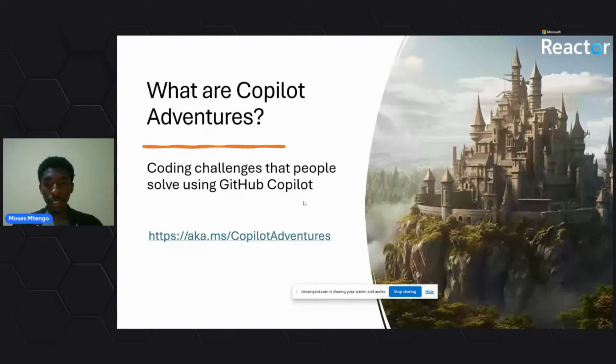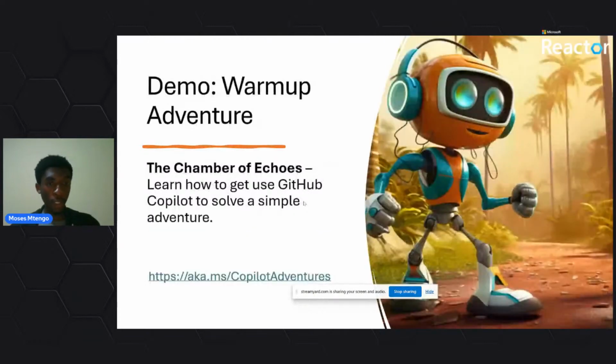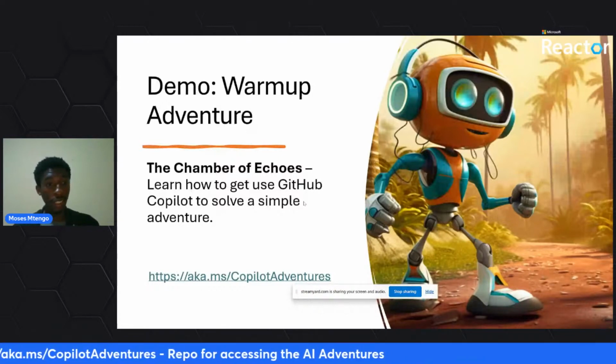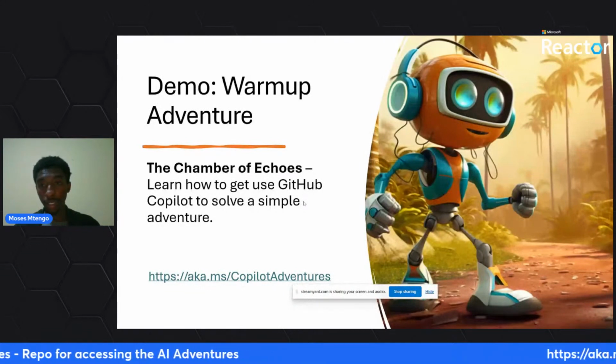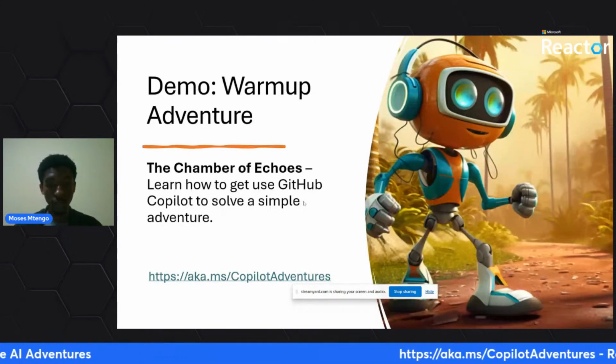And so next, we're going to move on to the warm-up adventure. The warm-up adventure is basically meant to get us started. Our warm-up adventure is known as the Chamber of Echoes, and in it, we're going to use GitHub Copilot to solve a simple coding adventure. A video was generated specifically for this warm-up adventure, and it basically tells the background of the warm-up adventure. So let's take a listen.